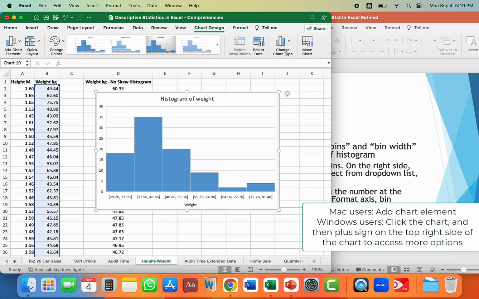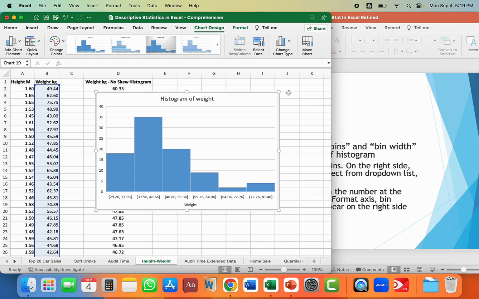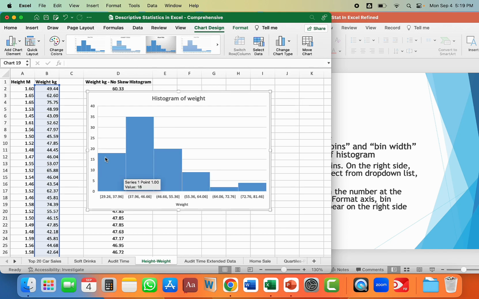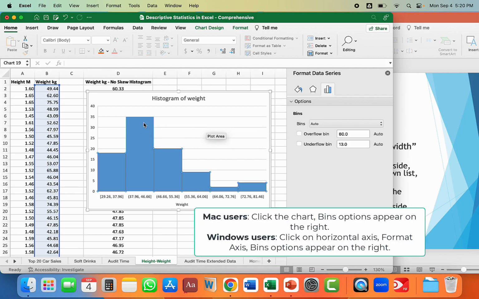And if you are using Windows, then when you select or click this chart histogram, on the top of this chart there will be a plus sign. If you click that plus sign, then you will have a number of options, and from those options you can choose axis titles. We can experiment with this one in terms of number of bins. So these are bins. This one has 1 2 3 4 5 6 bins.